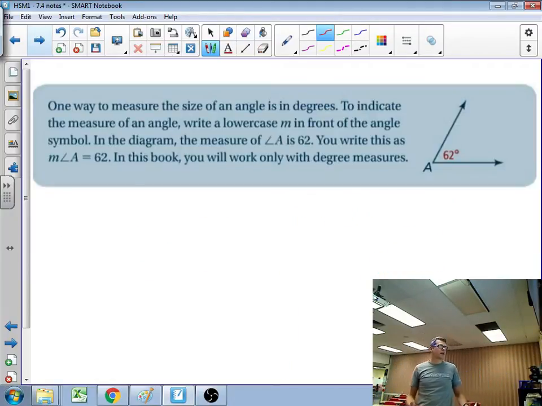So one way that we measure angles is in degrees. Another way that we'll talk about things on the unit circle is dealing with radians and all that sort of stuff. That gets into trigonometry, which is more math 2.